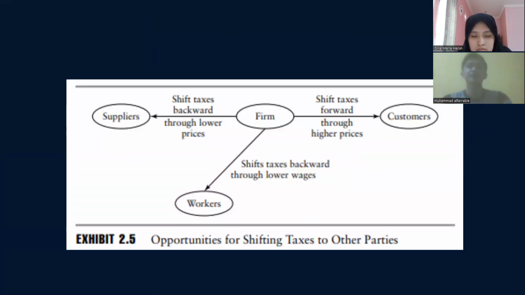You can see in the picture the opportunities for shifting taxes to other parties. In this situation, the firm is shifting the taxes to suppliers or customers or even the workers.